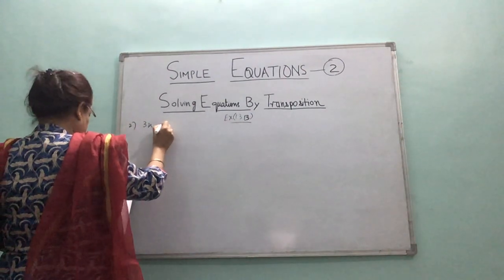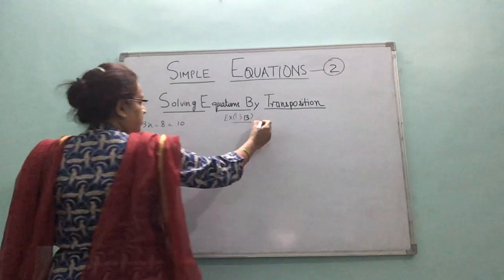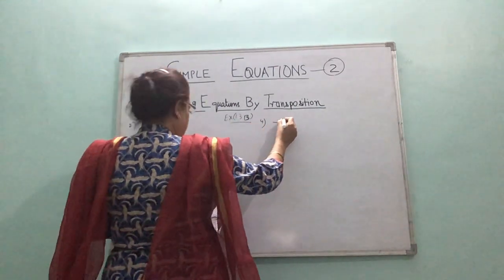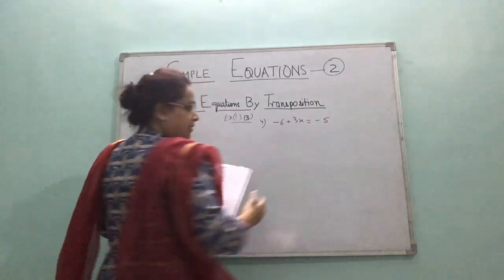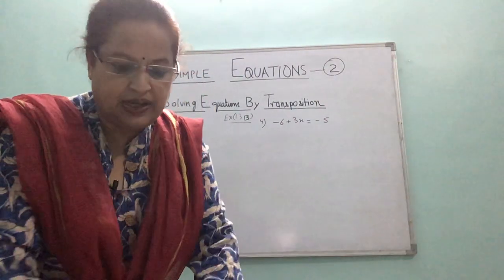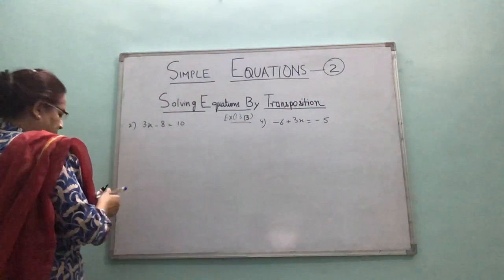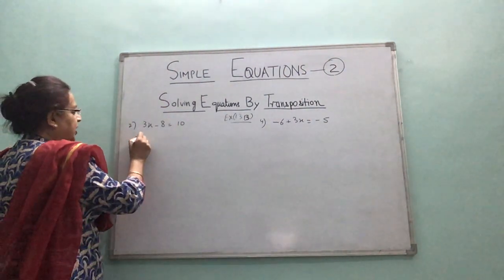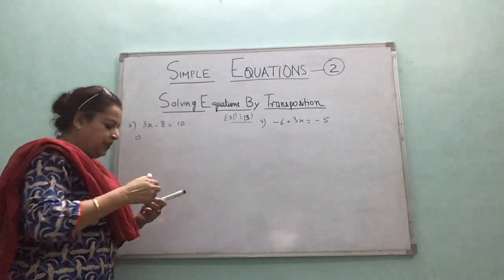3x minus 8 is equal to 10. Then I'll take question number 4, which is minus 6 plus 3x is equal to minus 5. So let's do it by the transposition method. Okay, so there is more than one term, so we keep the x term on one side and the constant on the other.